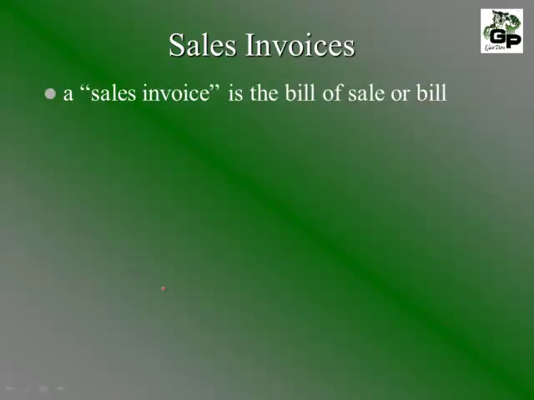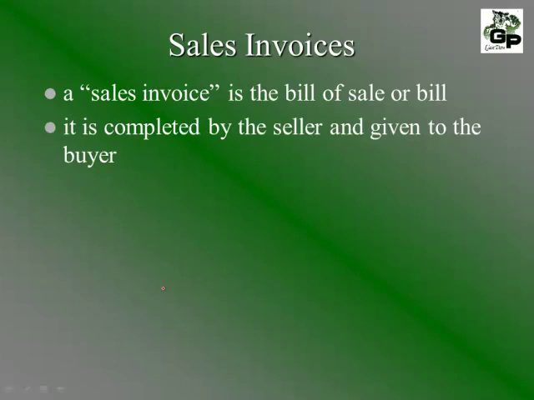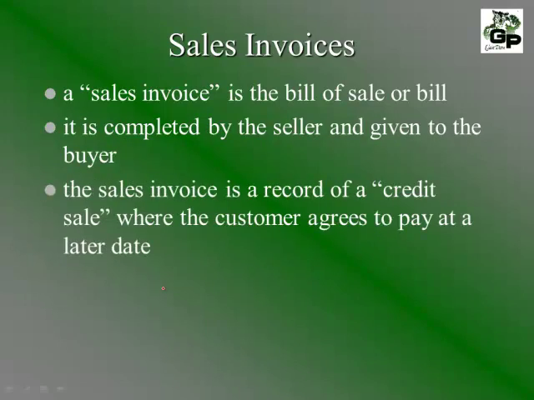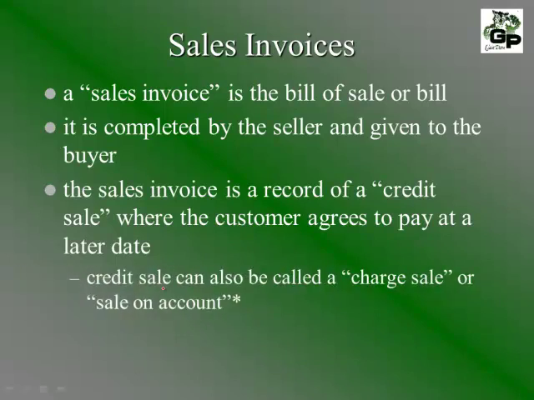The next type of document is the sales invoice. Sales invoice is a bill of sale or a bill. These are other names for it. It's completed by the seller and given to the buyer. The sales invoice is a record of a credit sale where the customer agrees to pay at a later date. Please don't get this confused with a cash sales slip. Sales invoices are for when we have a credit sale. Credit sales can also be called charge sales or sales on account.